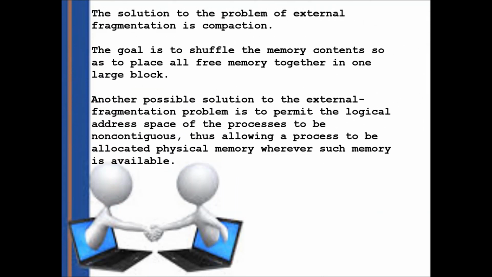The solution to the problem of external fragmentation is compaction. The goal is to shuffle the memory contents so as to place all free memory together in one large block. Another possible solution to the external fragmentation problem is to permit the logical address space of the processes to be non-contiguous, thus allowing a process to be allocated physical memory wherever such memory is available.